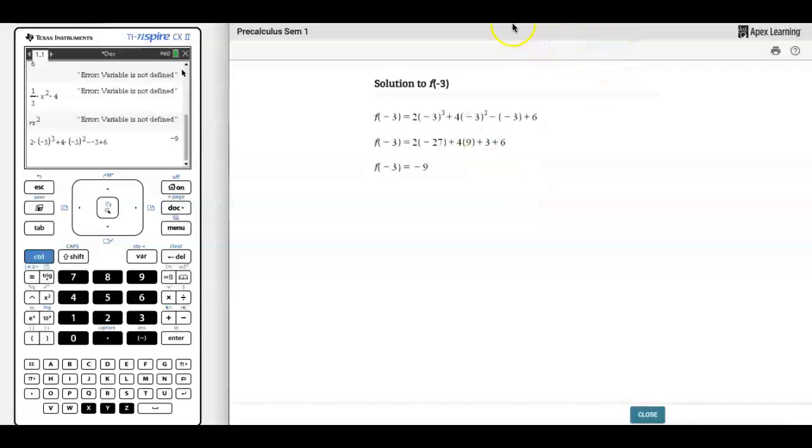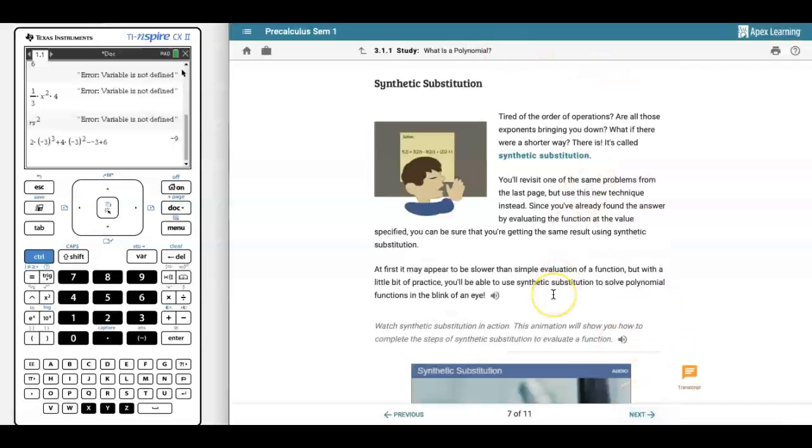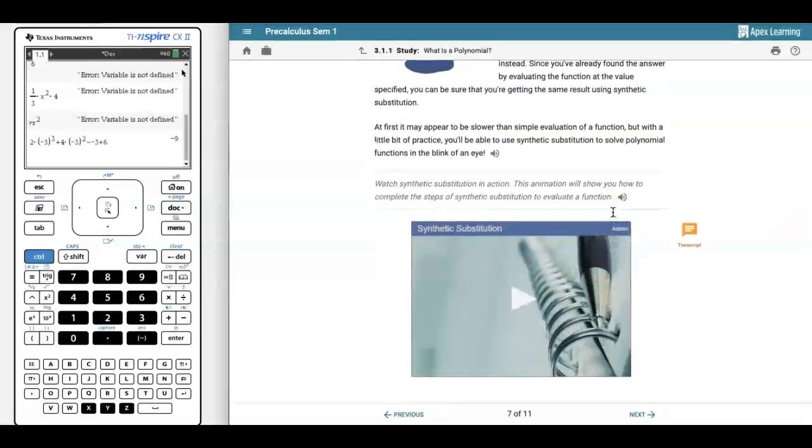All right, so moving forward here, if that is confusing to you and it's kind of freaking you out, there is technically a shortcut. And it might not seem as short at first. But there's this process called synthetic substitution, and we're going to look at it for the equations we just did on the last page.